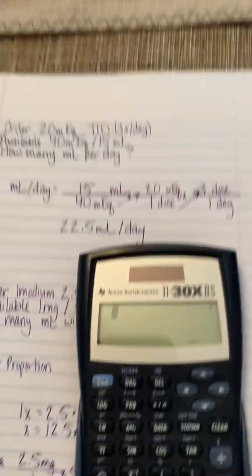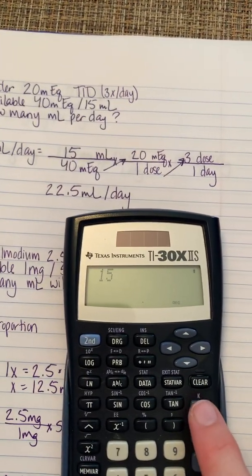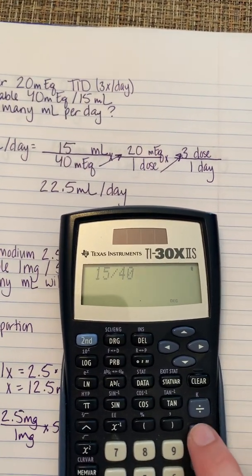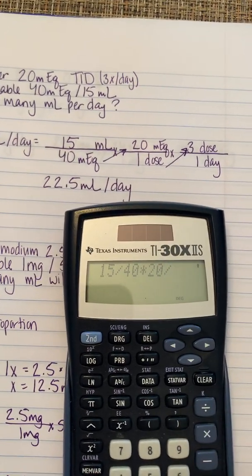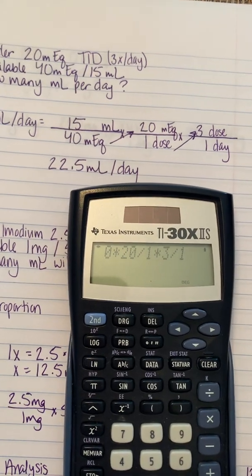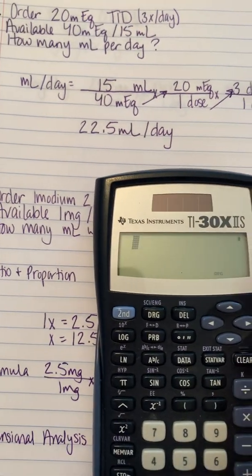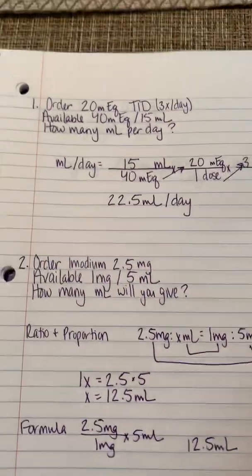And make sure you're being very precise about what you're plugging into the calculator, okay? 15 divided by 40 times 20 divided by 1 times 3 divided by 1. And I get the answer of 22.5 milliliters per day, okay? Your label is very important.